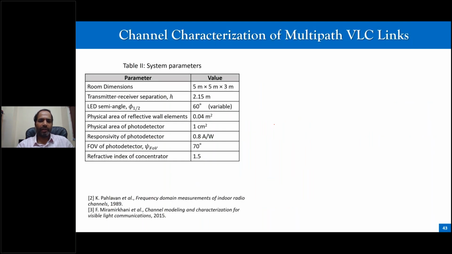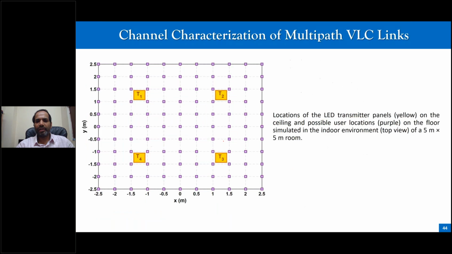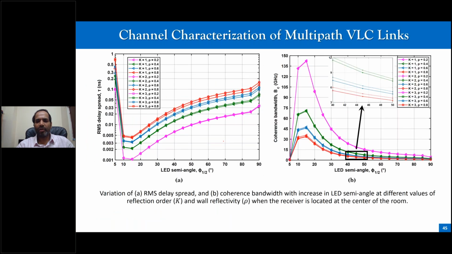So we have looked at certain numbers. The room dimensions that we have considered is this. The transmitter receiver separation is this. LED semi-angle is this. Physical area of reflective wall elements is this. Photo detector area is this. And there are some other numbers. And what we are interested in finding is delay spread. I will not go through the entire simulations in all of it. I will provide the link to research papers which you can read and become more familiar.